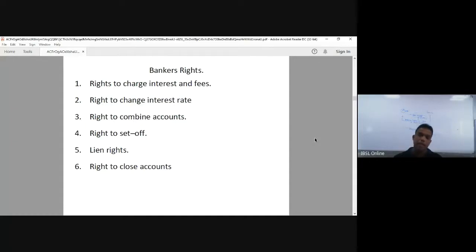So those are the rights of the banks that you can exercise under the banker-customer relationship. Those are the unwritten or implied rights under the banker-customer relationship. So if you have any questions from this, you can ask now. Do you have any questions?